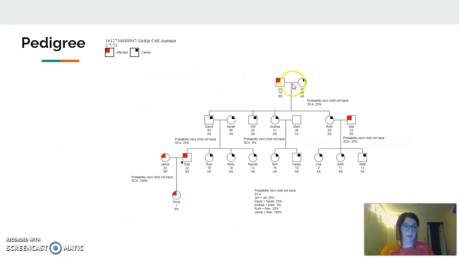So here's just a pedigree that builds more on the autosomal recessive patterns. You can see Jim up here at the top is afflicted, and he marries someone who is not afflicted. And so their children don't have it. But then you can see down here with Jamie and Rob, they both express sickle cell disease, sickle cell anemia. They both have it, so their child will obviously have it, 100% chance. But Jim's kids, all his kids are carriers. So if a carrier got with someone who was afflicted, then they would have a chance of a child having sickle cell anemia.